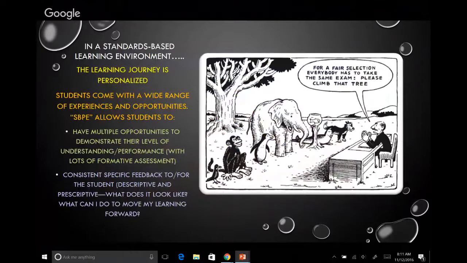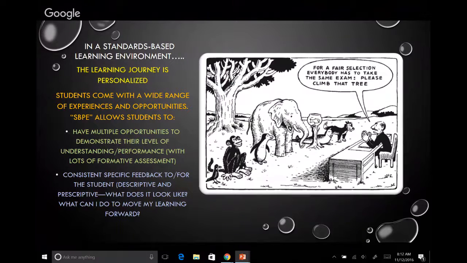So now let's take a look through some more of the reasons why standards-based grading might be a good fit for your school or district. In a standards-based learning environment, differentiation is key. Students come to us with a wide variety of experiences, opportunities, learning styles, body types, you name it.